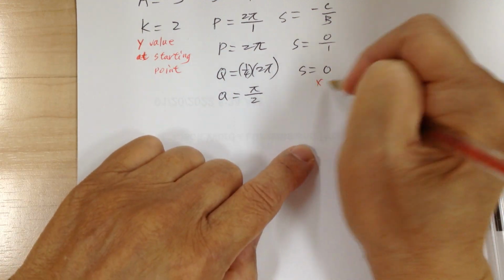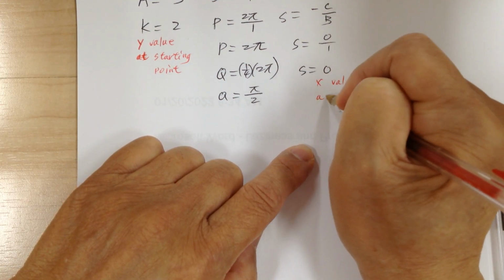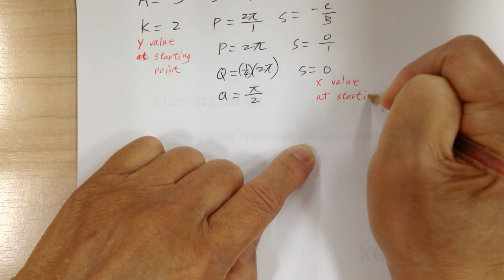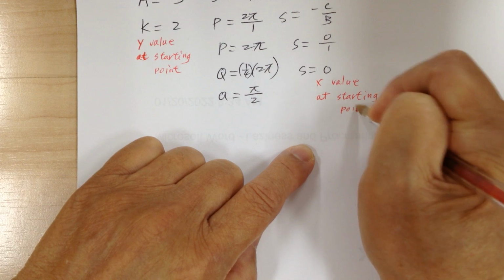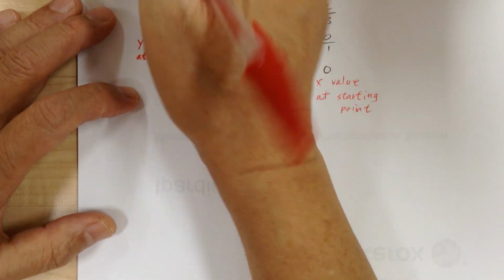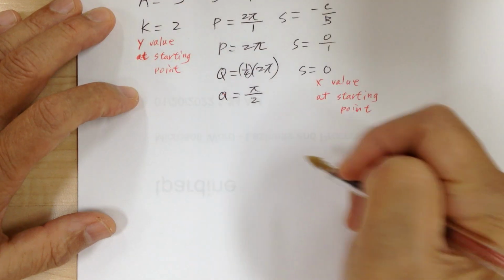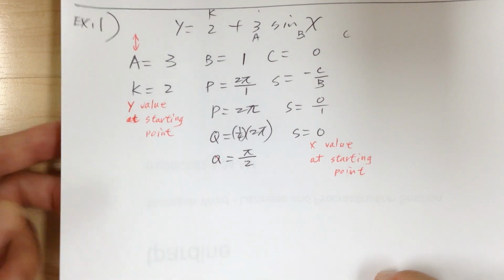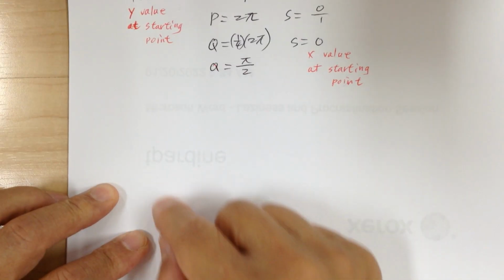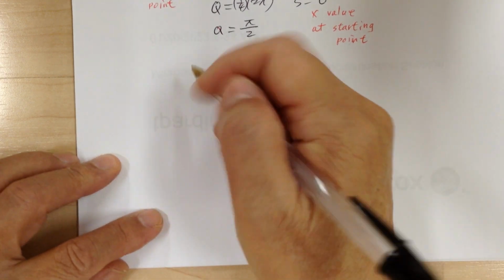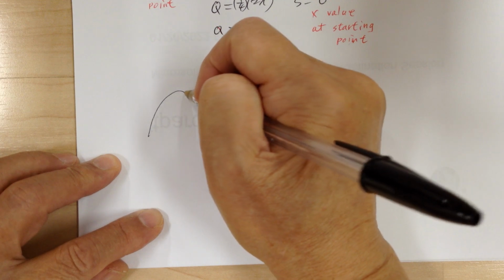Okay, and this is the x value at the starting point. These are the critical values, and the amplitude is how much it goes up and down. Now when you graph, instead of getting axes and then trying to match the wave, it's much easier if you do the wave first. So do the wave.